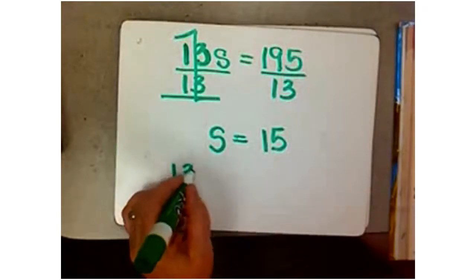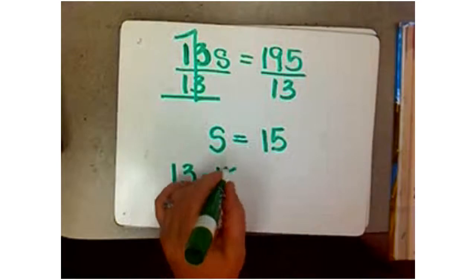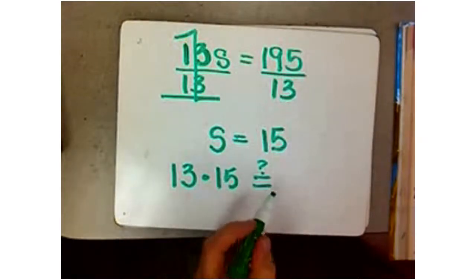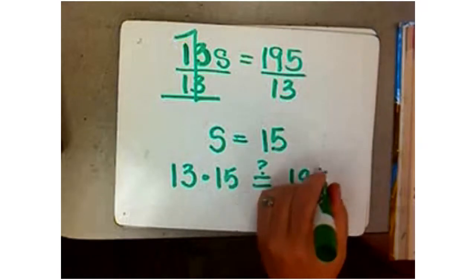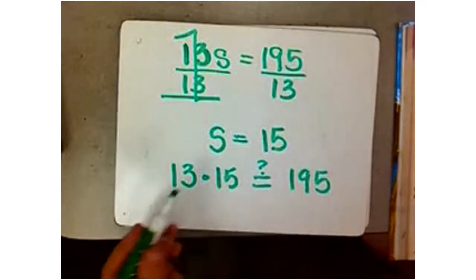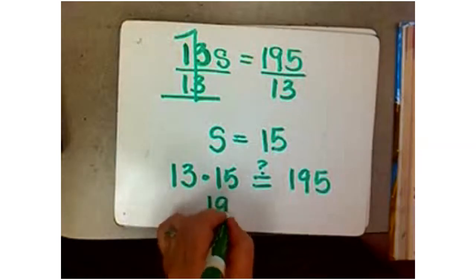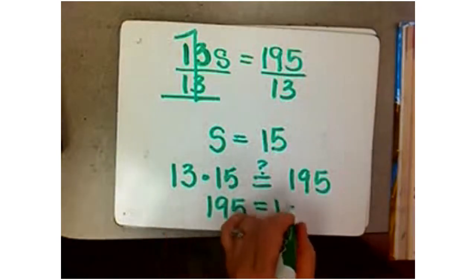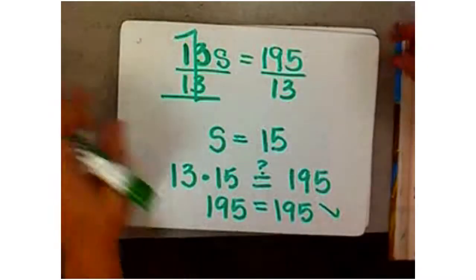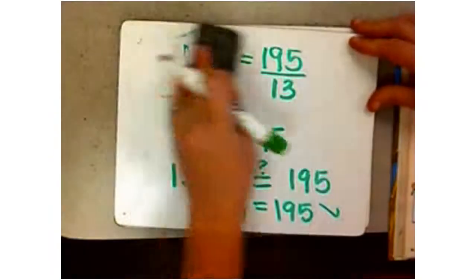If you wanted to check your answer, you would substitute that value back into the original equation. So 13 times 15, does that equal 195? If we check it, 13 times 15, you could plug that in your calculator or do the math by hand. Yes, indeed, 195 does equal 195, so that checks. So if you want to undo multiplication, you need to do division.